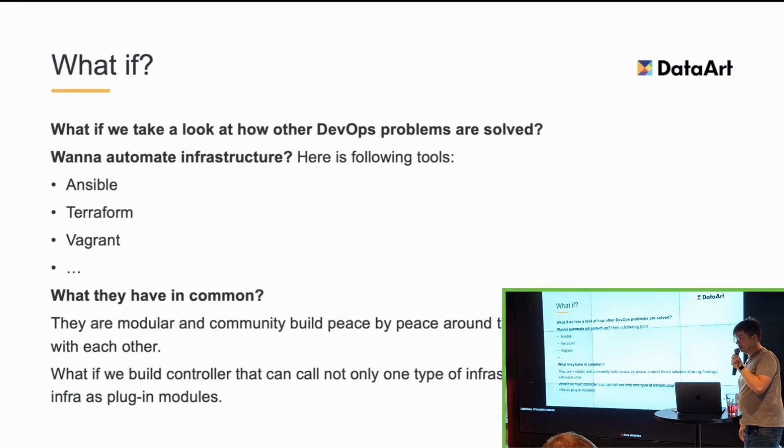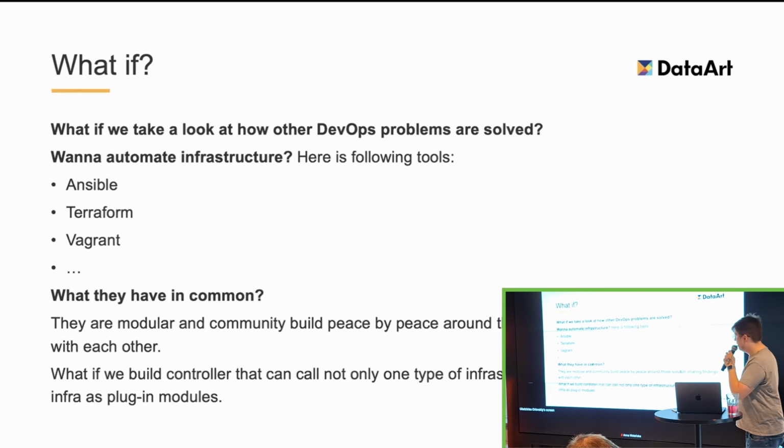Let's circle back and see how things work on the side of infrastructure as code. We have those awesome tools for provisioning: Ansible, Terraform, Terragrunt. What they have in common is that they are modular, so you can plug in only what you need. They have communities around them. Those modules are not bloated. They're minimalistic and supported by the community.